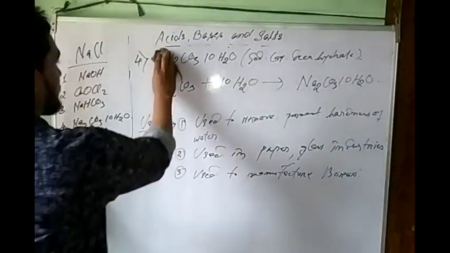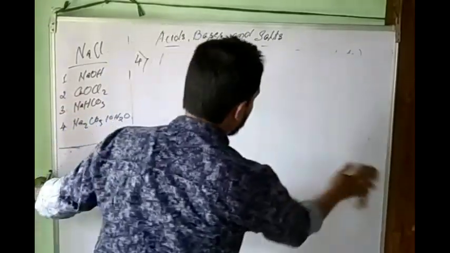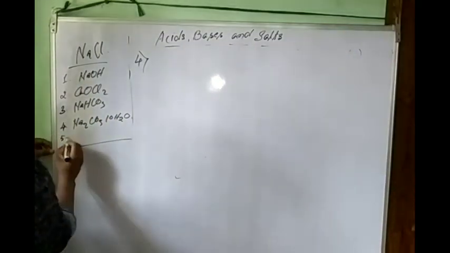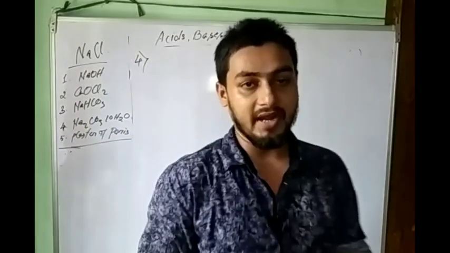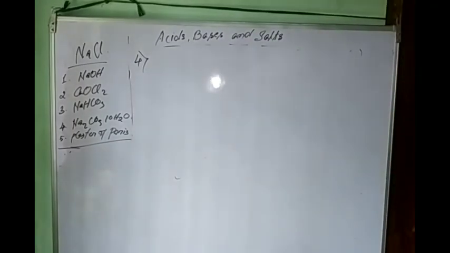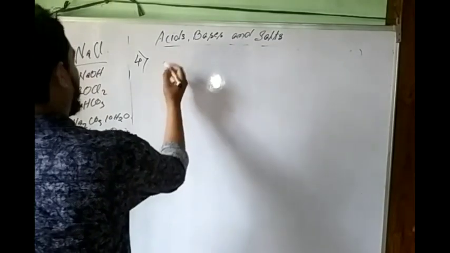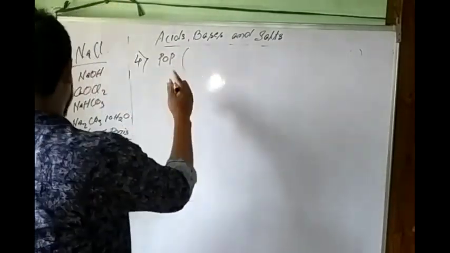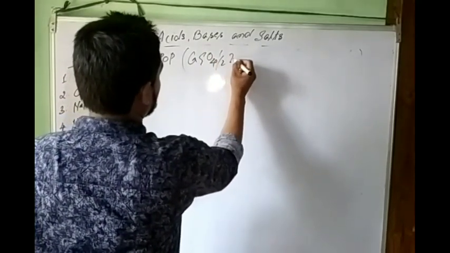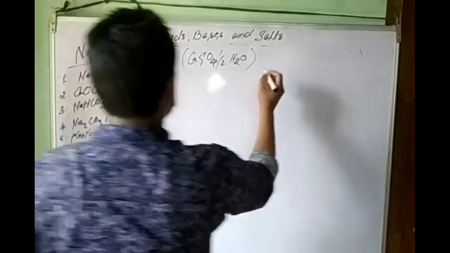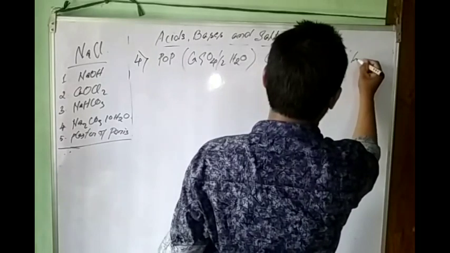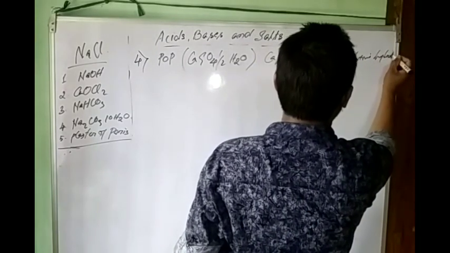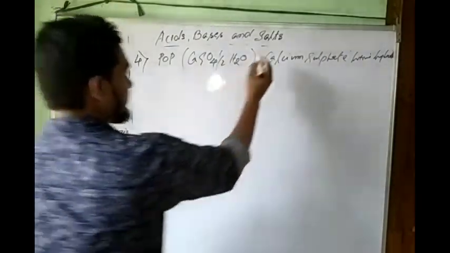Another important salt that I forgot to mention is POP, plaster of Paris. Now how can we prepare plaster of Paris? POP, plaster of Paris, is the commercial name. The chemical name is calcium sulfate hemihydrate.